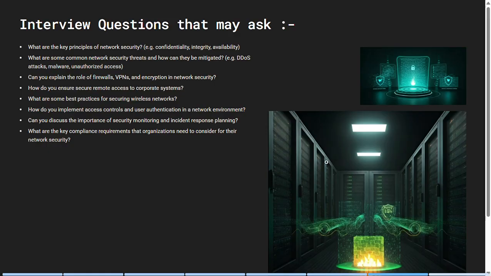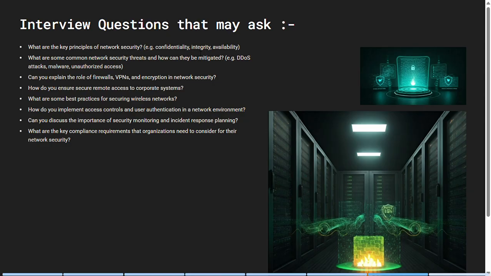Now we will see some interview questions that may be asked. First is, what are key principles of network security? Like confidentiality, integrity and availability. Confidentiality ensures data is only accessed by authorized individuals. It uses encryption and access control.